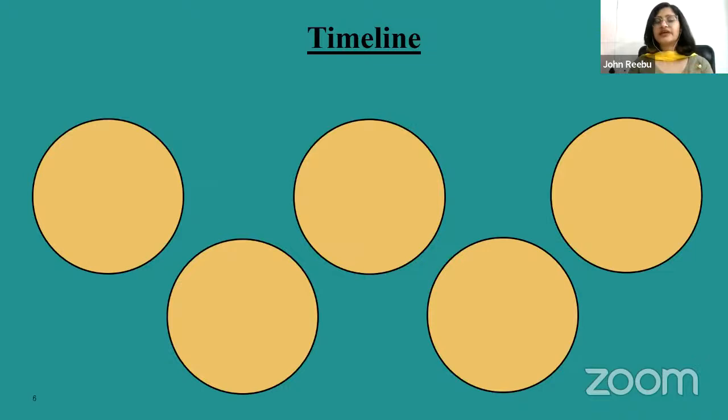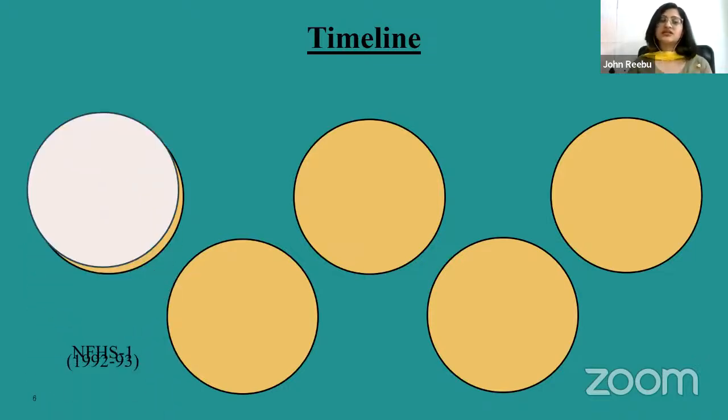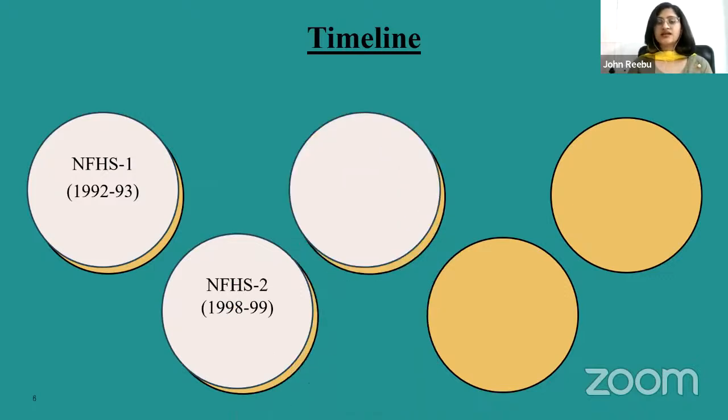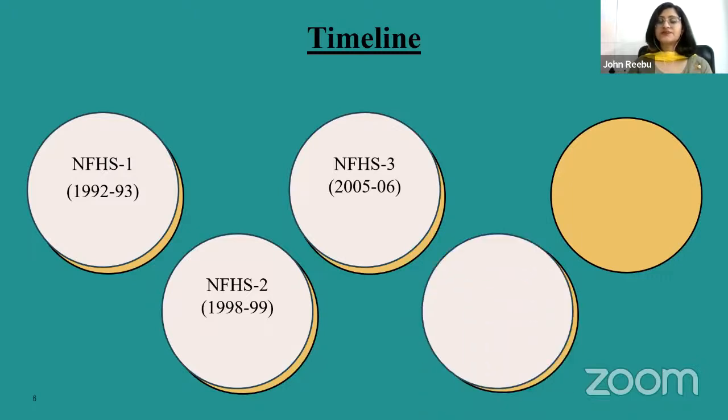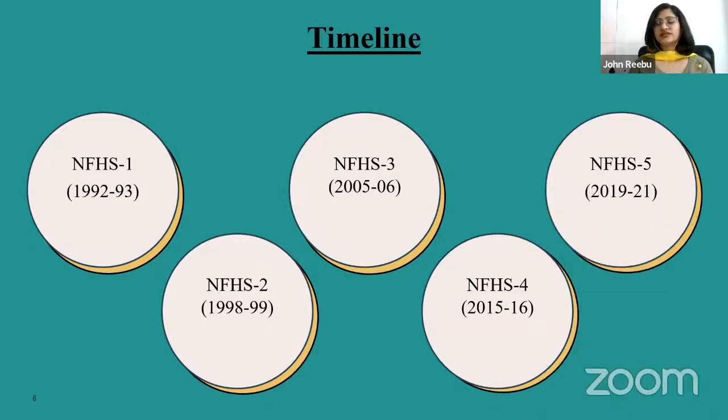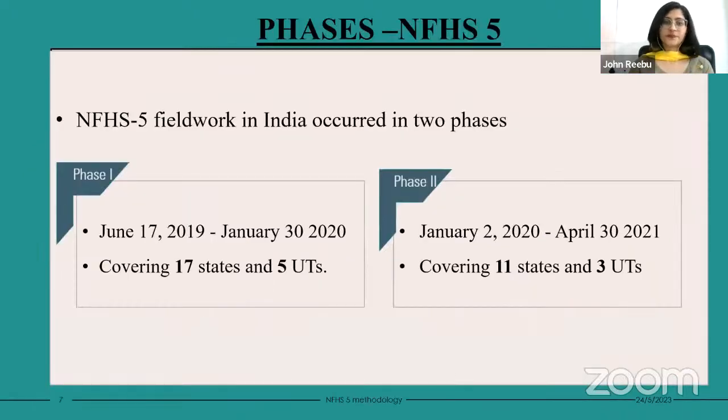Coming to the timeline, National Family Health Survey was conducted in five rounds. The first round was conducted from 1992 to 1993. The second round was conducted from 1998 to 1999. The third round was conducted from 2005 to 2006. Fourth round was conducted from 2015 to 2016. And the recent round, that's the fifth round, was conducted from 2019 to 2021.